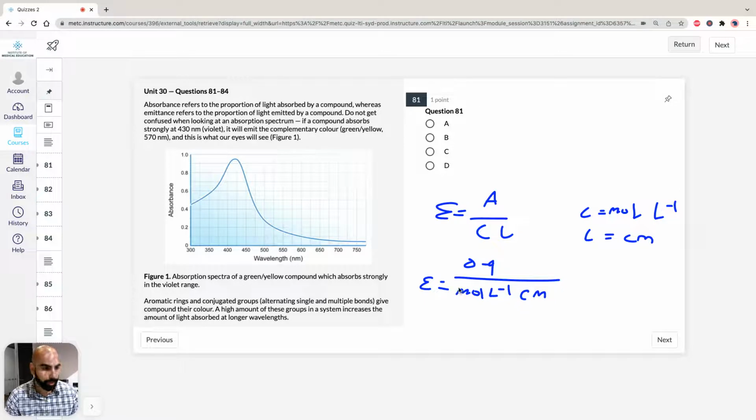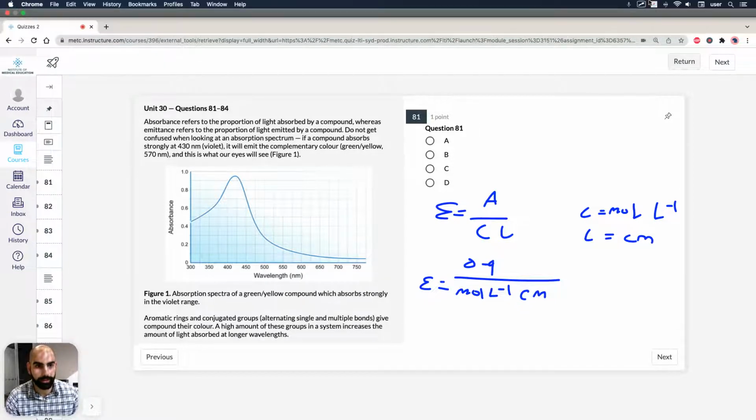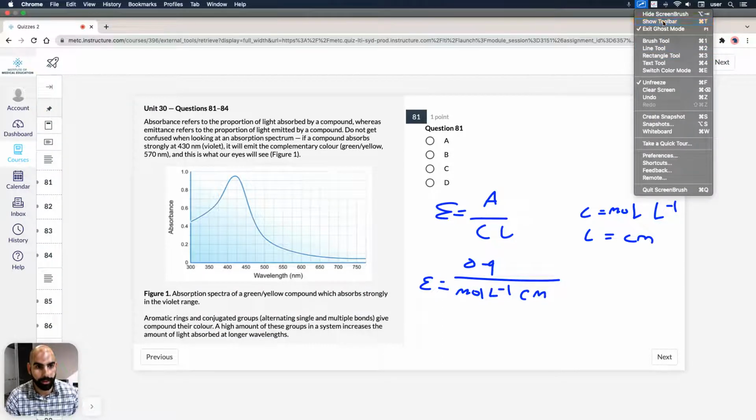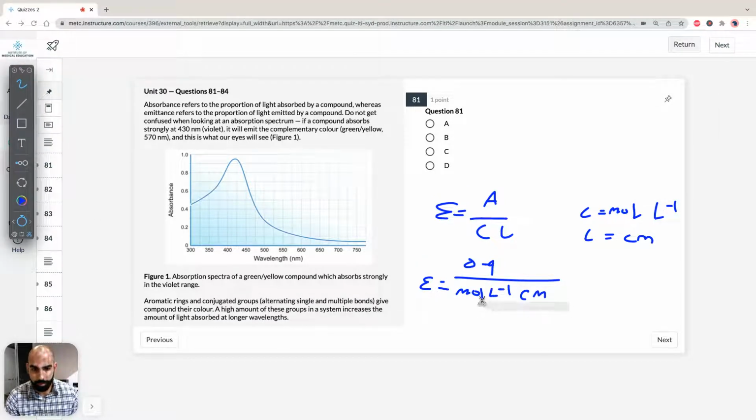So it's going to be 2. So we've got, oh, I jumped the gun here, sorry. Let me just fix this up. Where's our toolbar? So we have our 2 centimeters times our 0.05 molar.